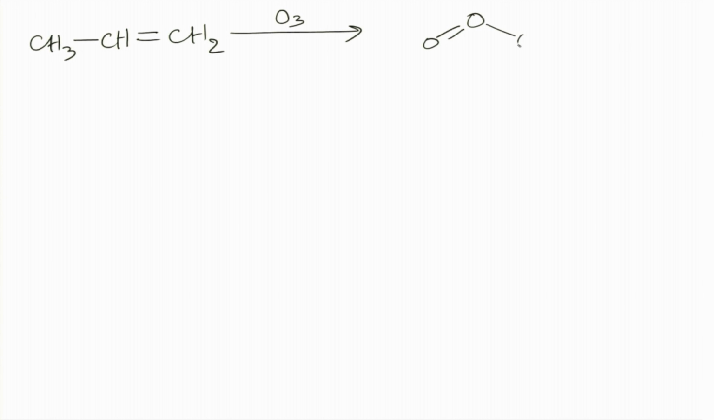Let's say this is one alkene and we give ozone. So, what happens at first? Ozone is like this, minus and this is plus. Because the valency of oxygen is 2, this one has its 2 valency fulfilled, this one has 1, so negative charge, and this has 3, so positive charge.